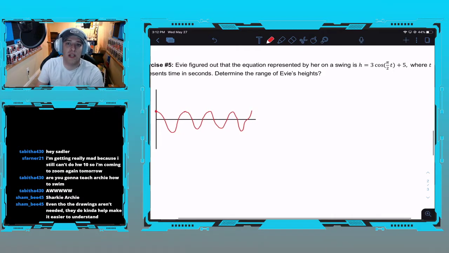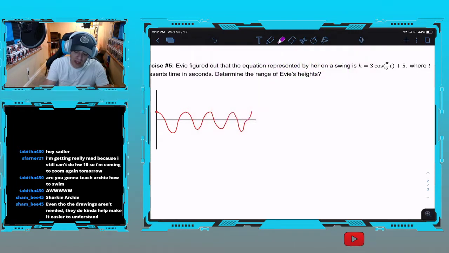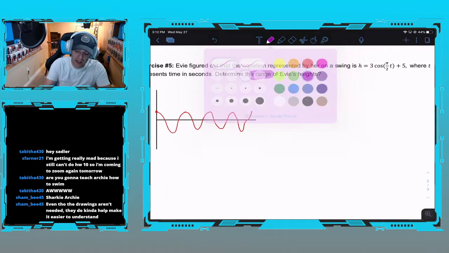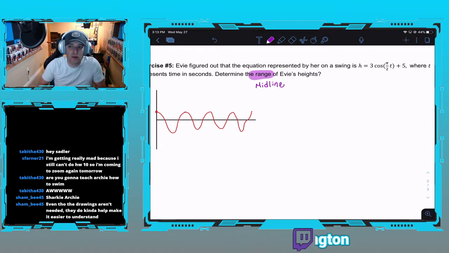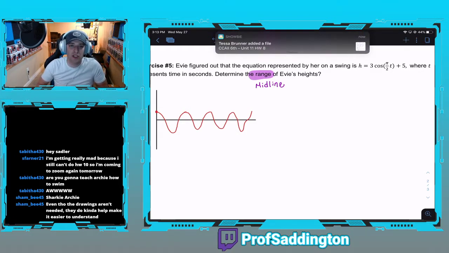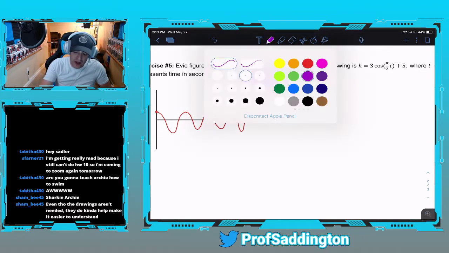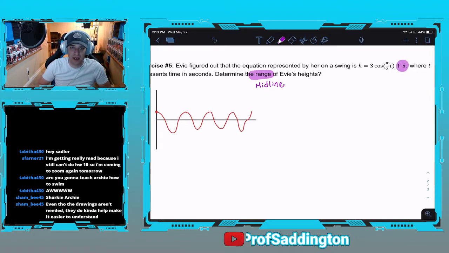So, if you look at what the equation states, if you're ever looking for the range, that just means that you guys need to know what your midline is. So that's all this really means. If you ever see the word range, it means find the midline. And we can find the midline. I know you guys are good at finding that. The midline is just that 5 at the end.